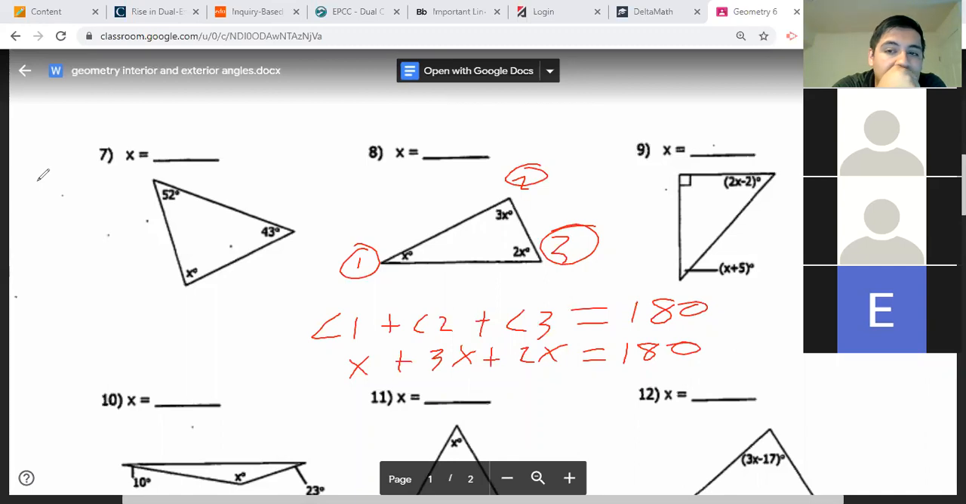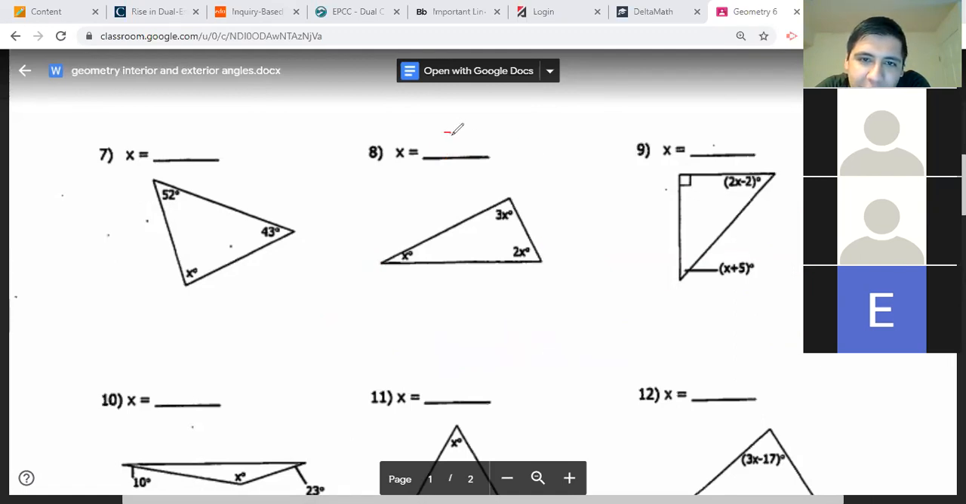Combine the like terms. That's 1x plus 3x plus 2x, which should be equal to 6x. Then we're going to divide by 6, so x by itself is equal to 180 divided by 6, which is 30, right? Exactly. So x should be equal to 30. That's all we're doing. That seems easy. Yeah.